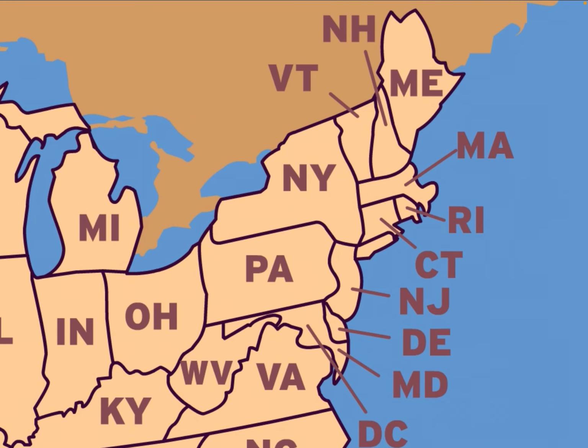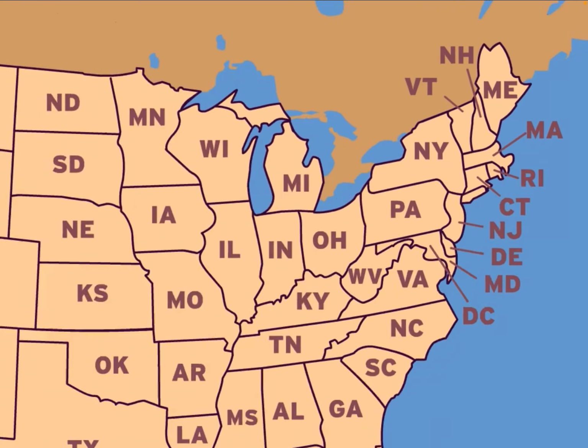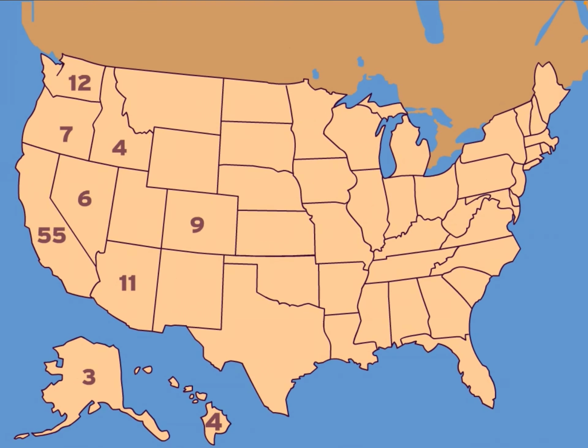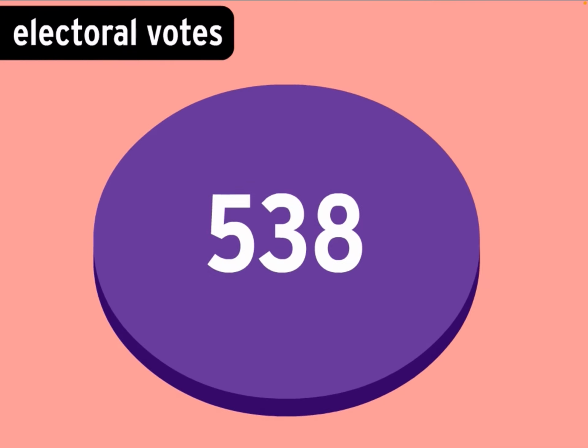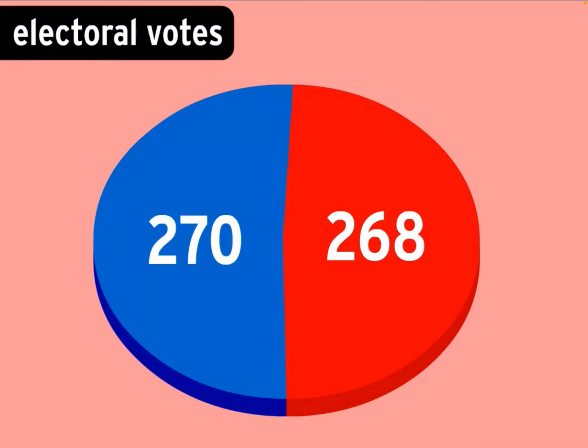Rhode Island is nice, but it's too small for us to spend much time in. The higher a state's population, the more electoral votes it gets. There are 538 in total. The candidate who can get a majority of those, 270, wins the election.